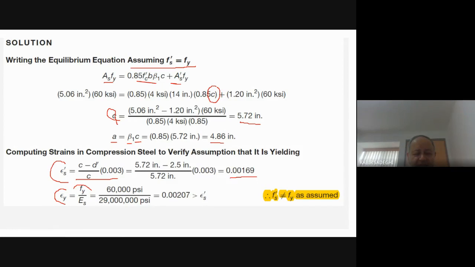You see that yield strain is something about 2 per thousand. But epsilon prime s is less than that one. So it means that the compression steel is still not yielded. It means that we cannot assume f's' equals fy. The assumption was wrong. What we should do, we should restart considering the real f's', using epsilon prime s and modulus of elasticity, or Hooke's law.